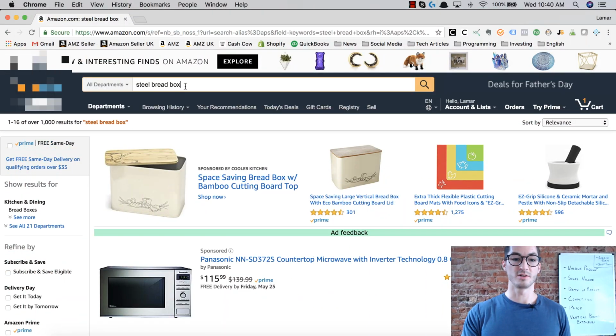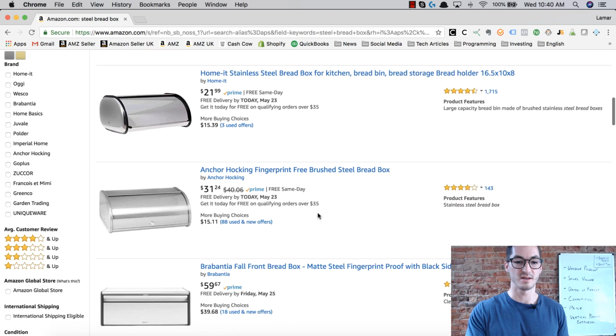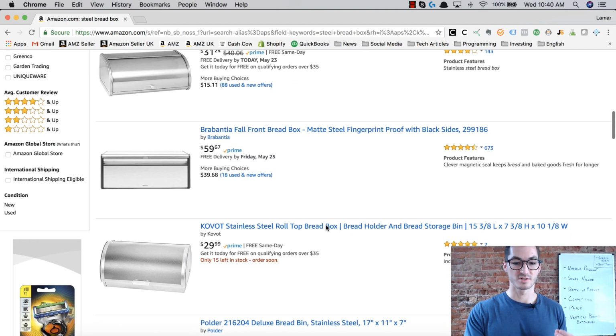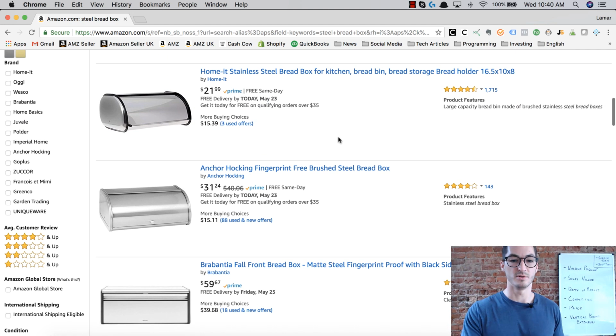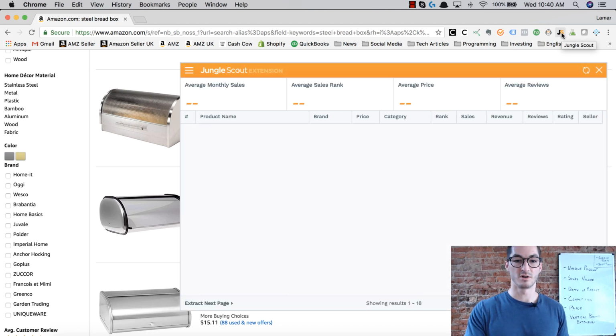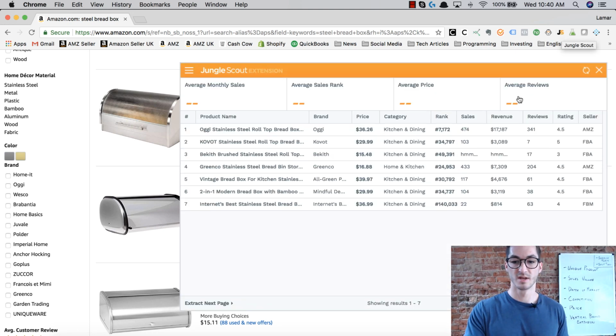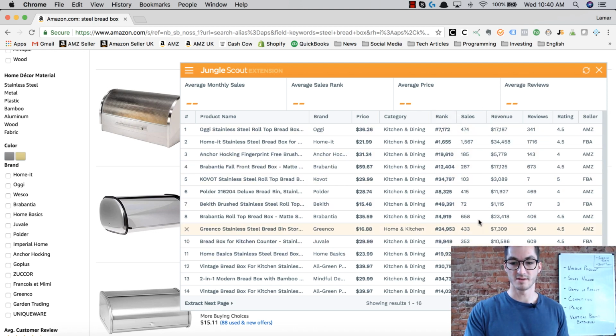So right here, I've already searched a steel bread box up in Amazon, and we're looking at this category right here, and you can see how all the products actually are slightly different, right? They all have some sort of probably unique attribute to them, which makes them stand out from the rest. We fire up the Jungle Scout extension here, and what I'm looking for is the sales in this category.